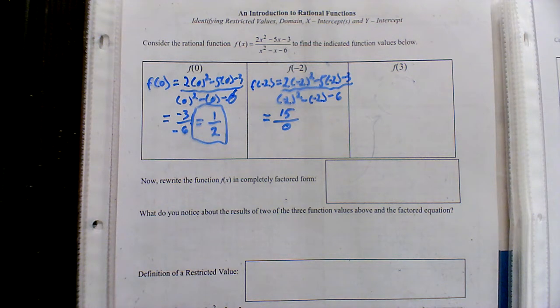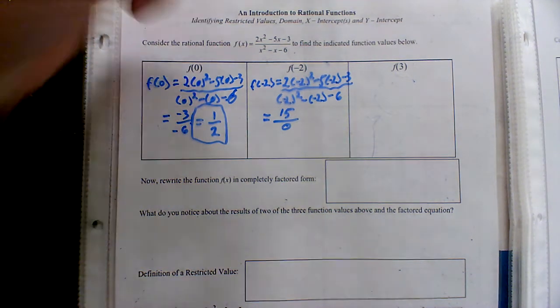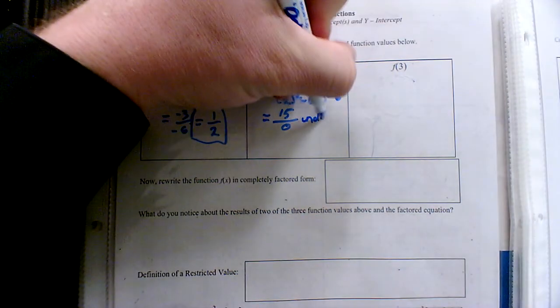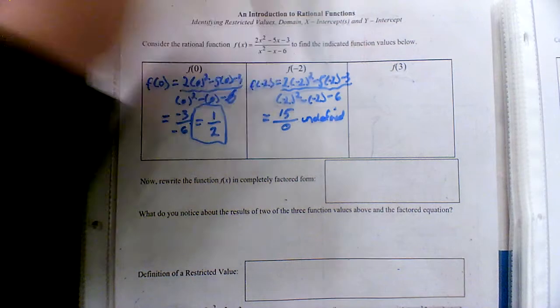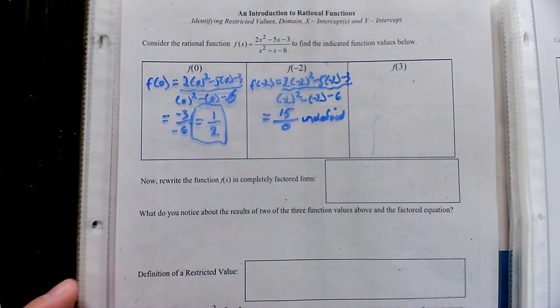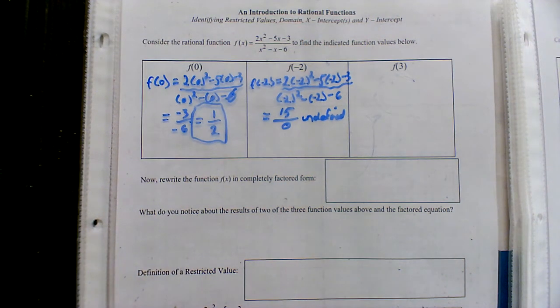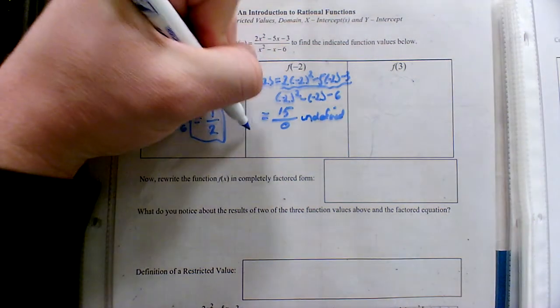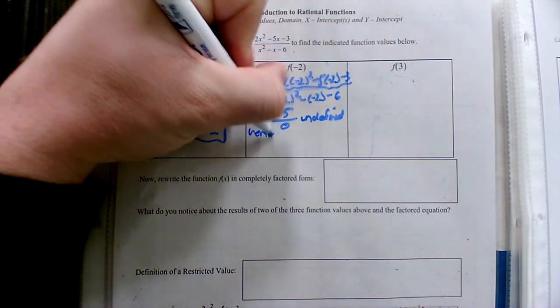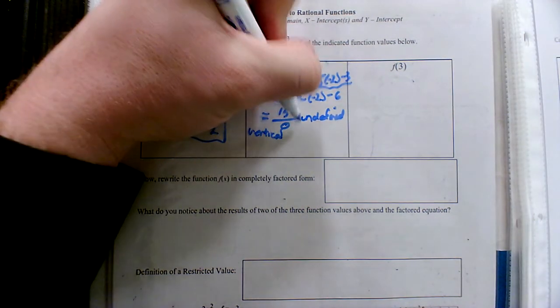So on the second one, when you get there and you get this answer, what kind of answer is this? Undefined. Okay, it is undefined. But in terms of a graph, what is this going to look like on a graph? Okay, this one will be a vertical asymptote.